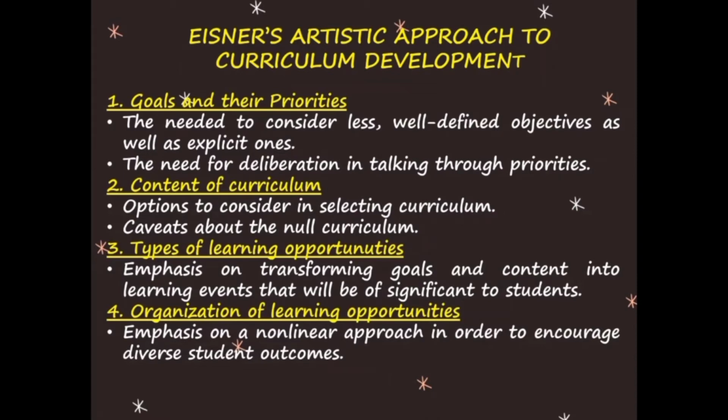The third is the types of learning opportunities. On selecting learning opportunities, accordingly, educational imagination must transform goals and contents into high-quality experiences for students. That is according to Eisner 2002. The fourth is the organization of learning opportunities. The importance of providing varied learning opportunities to different types of pupils through a variety of resources and activities was also highlighted by Eisner.